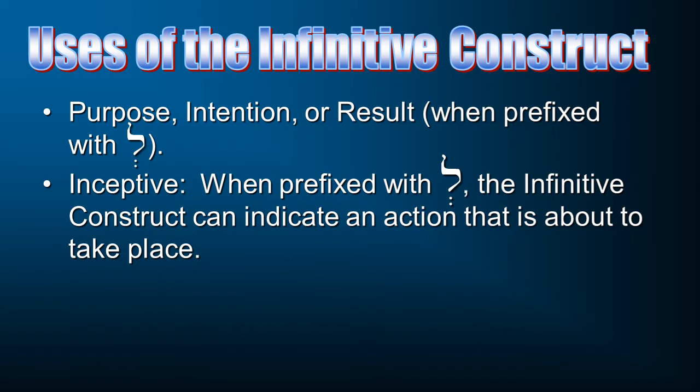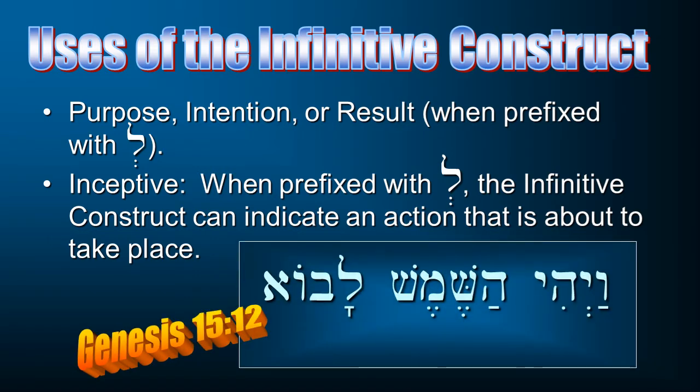Now, you not only have purpose, intention, or result, but also it can be inceptive. That is, when prefixed with that same L sound, the infinitive construct can indicate an action that is about to take place. That's a little bit like intention, but it's not necessarily intentional intention. It's something that's going to take place without anybody planning it. And that's the example here in Genesis 15:12.